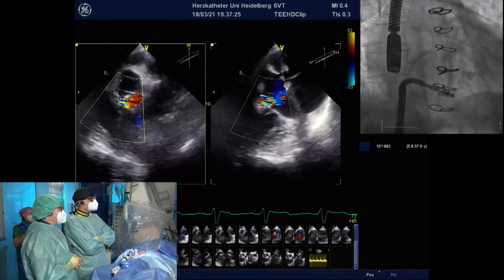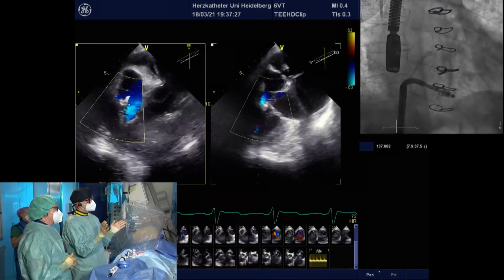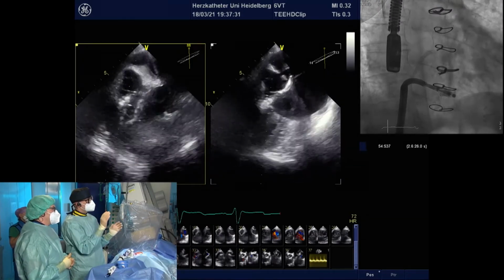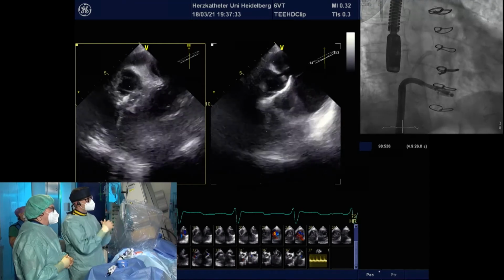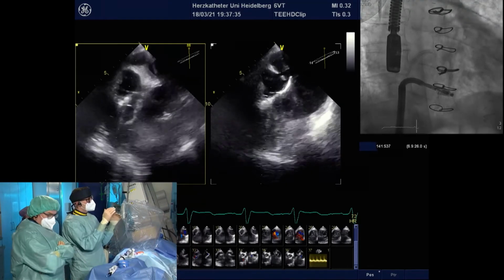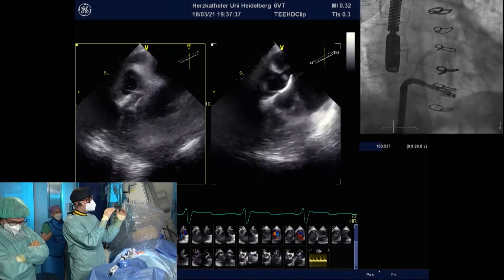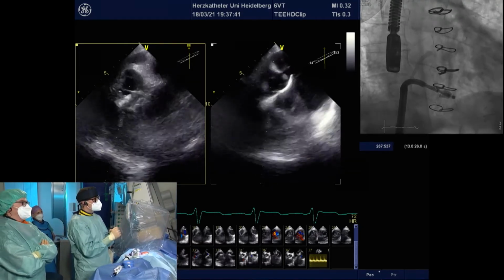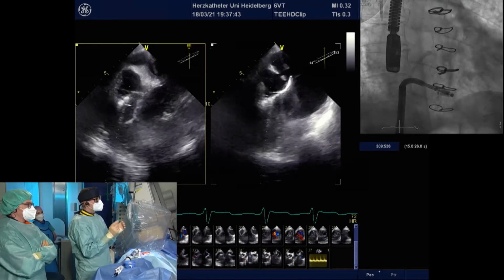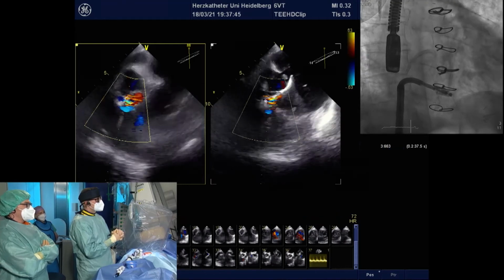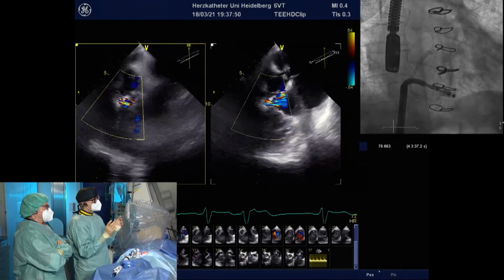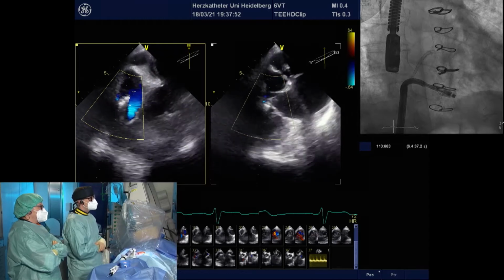So in the meantime, we rotated the device in a 9 o'clock position and moved in the posterior commissure. And we grasped the posterior leaflet first and then the septal leaflet. And then we did an optimization of the posterior leaflet. And we think that we are in a good position. Got a good reduction of TR, as you can see here. And we think that the leaflet grasping is fine.